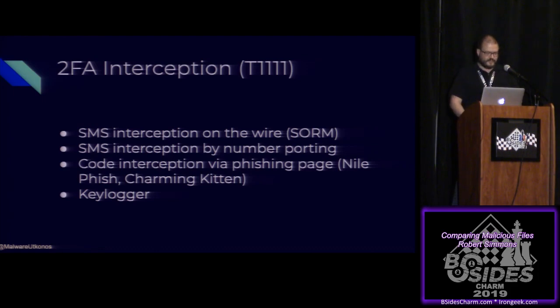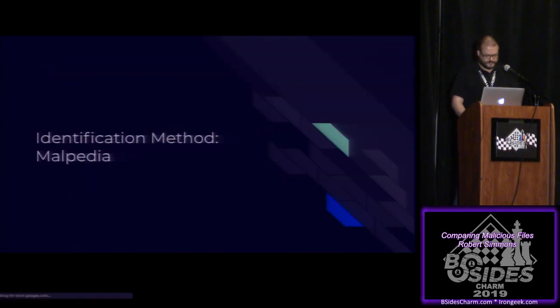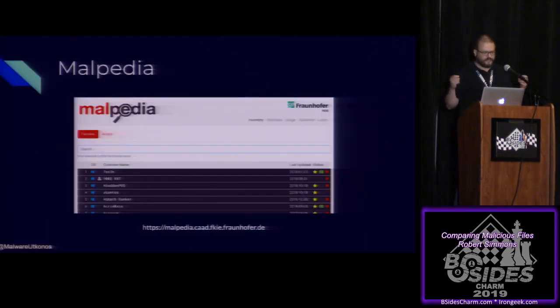And then there's the lowest hanging fruit of second factor interception: keylogger. And there are probably many more than this. I would encourage you, if you can think of any more, please contribute them to ATT&CK. The next one is Malpedia. Is anyone familiar with Malpedia? Awesome. So Malpedia is, again, a repository of Yara signatures.